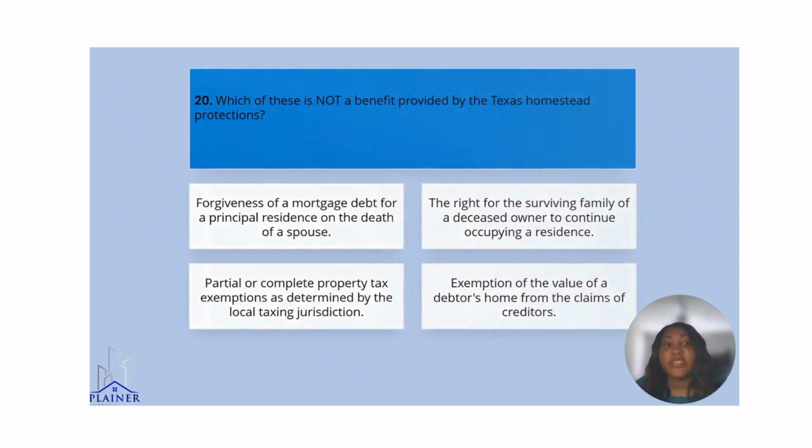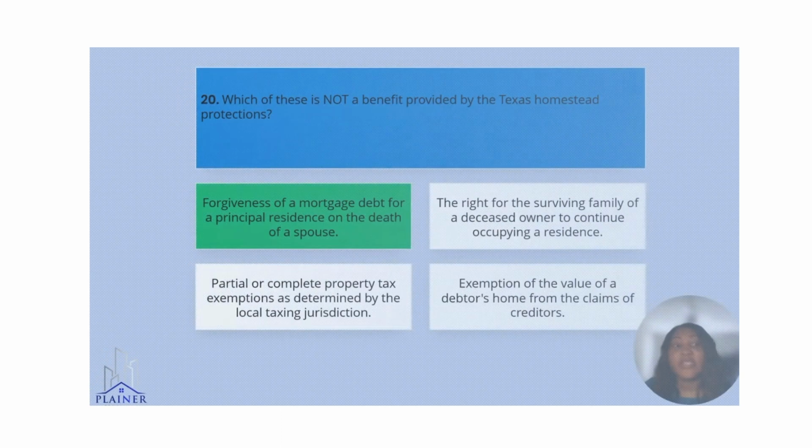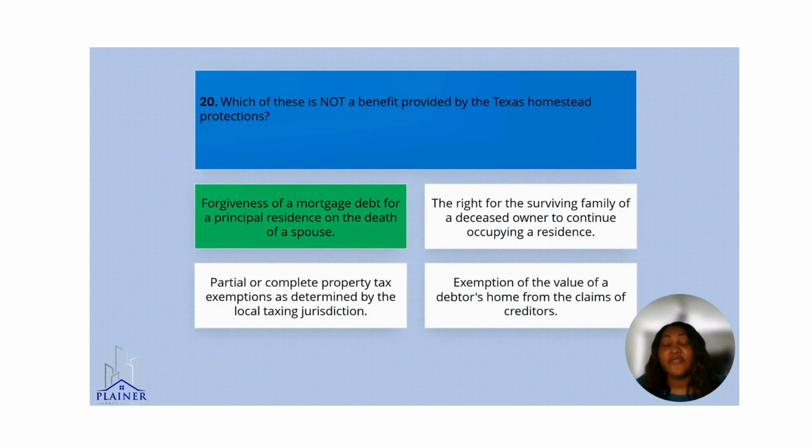And the correct answer is forgiveness of a mortgage debt for a principal resident on the death of a spouse. Texas Homestead Protections will not forgive a debt if your spouse is deceased.